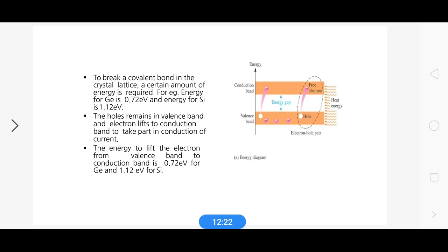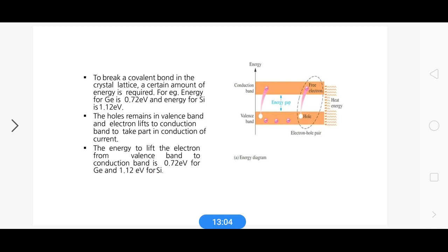To break a covalent bond in the crystal lattice, a certain amount of energy is required. Means how will these covalent bonds break? As the temperature increases, the covalent bond is broken. So to break the covalent bond, some energy is required. That energy is 0.72 electron volts for germanium, and it is 1.12 electron volts for silicon. So this is the energy required to break the covalent bond in the crystal lattice.